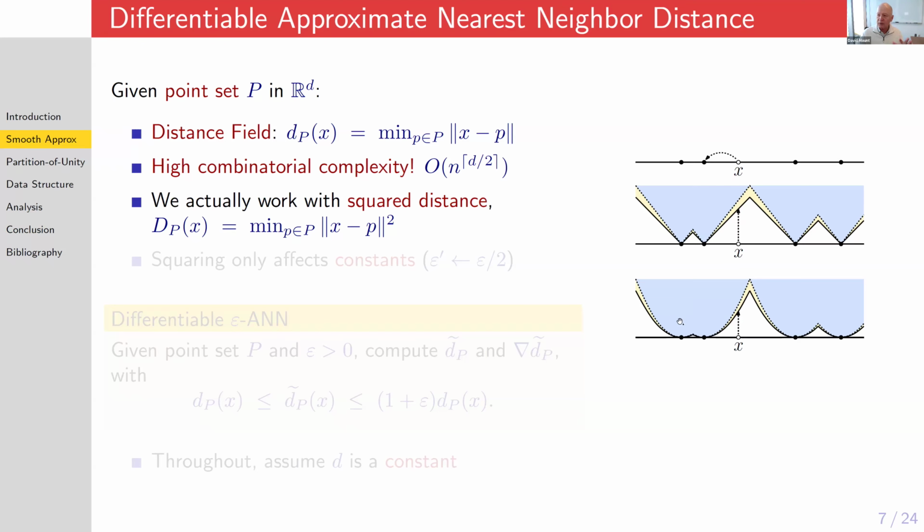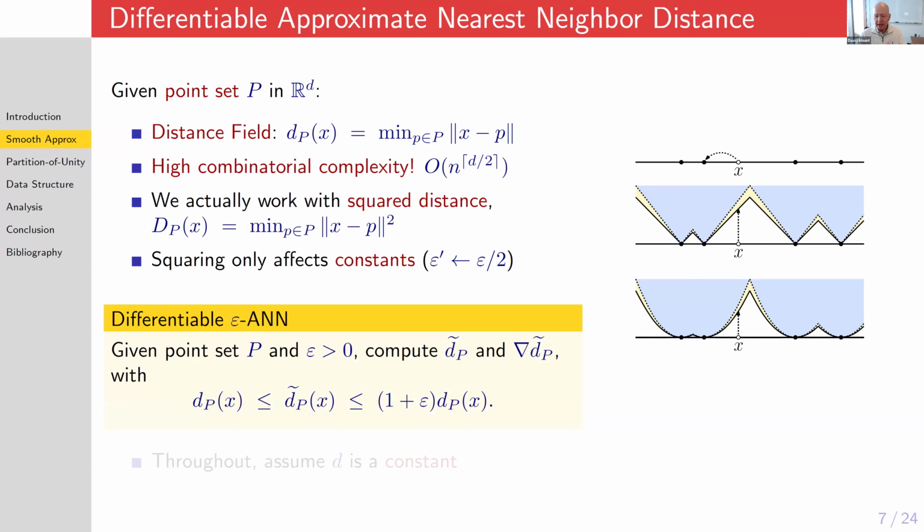Which is kind of weird. The nice thing about squaring is you get something which is differentiable everywhere except right where the functions meet, right at the ridge line. You essentially have something that's non-differentiable. And the observation I want to make is that squaring doesn't have a huge impact on the approximation. It turns out by using just a slightly smaller approximation error, maybe epsilon over 2 or epsilon over 3, you can essentially work with the squared distance.